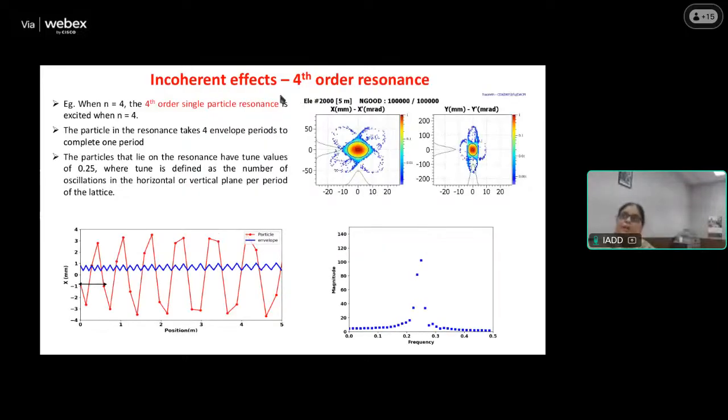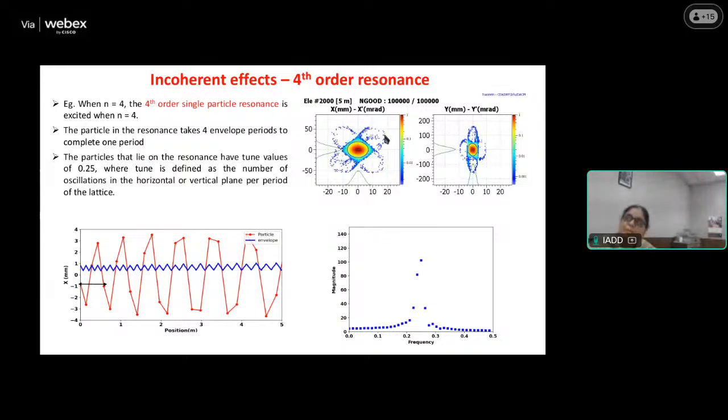As an example of the incoherent effect, let's say the fourth order resonance. So here n is equal to 4. In that case, the fourth order single particle resonance is excited. Here you can see a four-fold structure is formed in phase space. This is typical of the fourth order resonance. You can also see there are just a few particles that are going far away from the core of the beam, so the entire beam doesn't participate in the resonance.